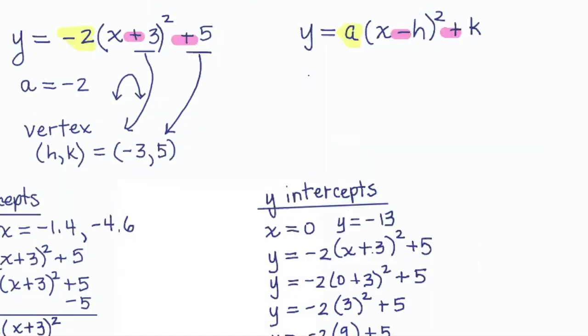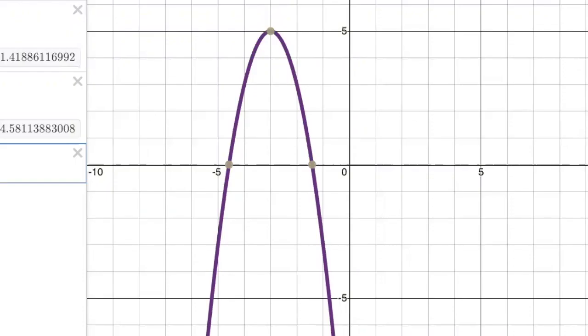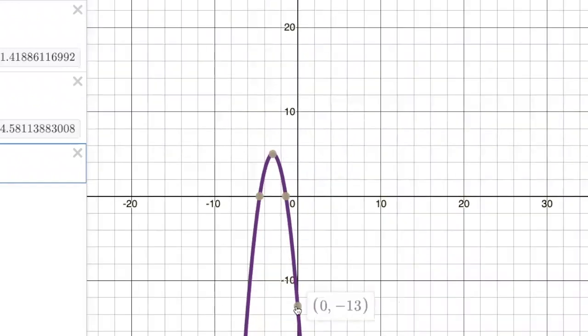And what else might you be asked about? Well, don't forget we've got the axis of symmetry. The axis of symmetry is always a vertical line, so it will always begin with x equals. So whatever the h value or the x-coordinate of the vertex was, that gives me the equation for my axis of symmetry. And very quickly, just to show you what the graph would look like, here is my vertex at -3, 5. Here are my x-intercepts, 1.4 and -4.6. I have to zoom out a little bit to see my y-coordinate at 0, -13.